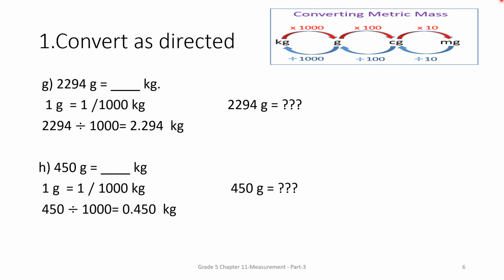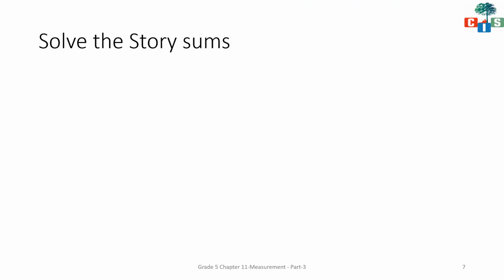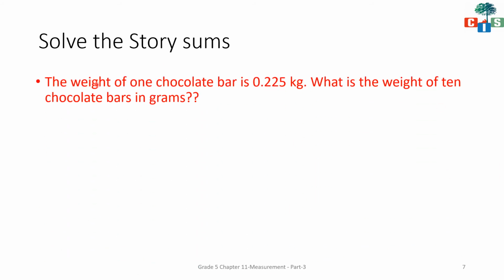Now we'll start with story sums. So first of all, we will see first story sum, that is the weight of one chocolate bar is 0.225 kgs. What is the weight of 10 chocolate bars in grams? Okay, we have to find weight of 10 chocolate bars and that too in grams. So first of all we will frame statements. So first statement is weight of one chocolate. So what is the weight of one chocolate?